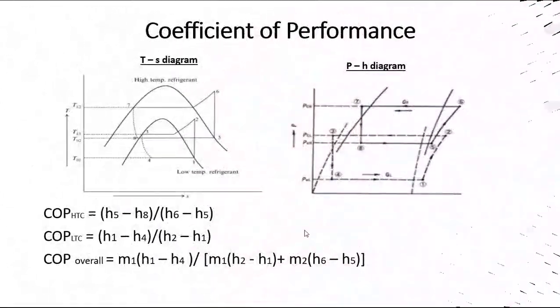Now, coefficient of performance. If you see the TS diagram and the pH diagram, this is the TS diagram of the higher temperature circuit, and this is the TS diagram of the lower temperature circuit, and you can see a small temperature difference is required here. That is the condenser of the lower temperature. The temperature of the condenser side of the lower temperature should be slightly more than that of the evaporator of the higher temperature side, so that only then will heat flow from here to here.